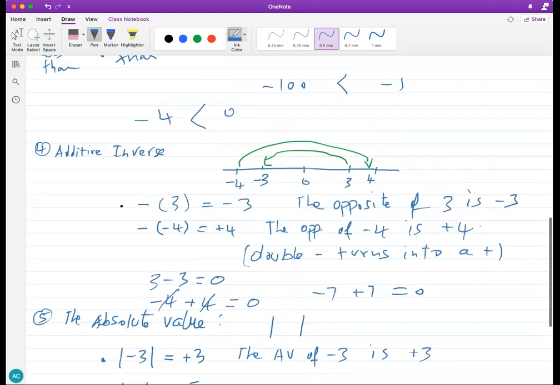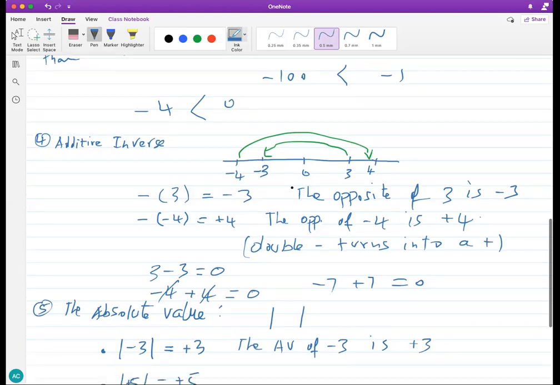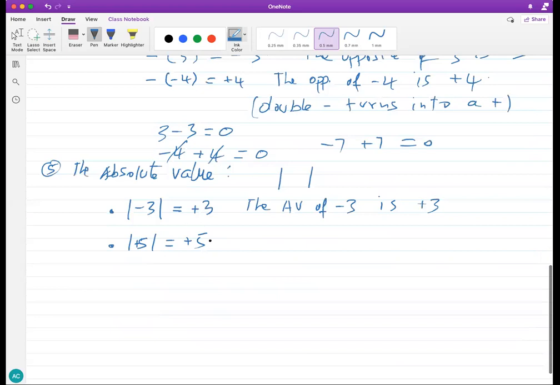Do not confuse this with the opposite or the additive inverse. Additive inverse is when we flip the sign. 4 becomes -4, or -3 becomes +3. But absolute value always has a positive value, or it can even be 0. For example, -2 here, you can get 0. So it can never be negative. So the absolute value of +5 is 5.